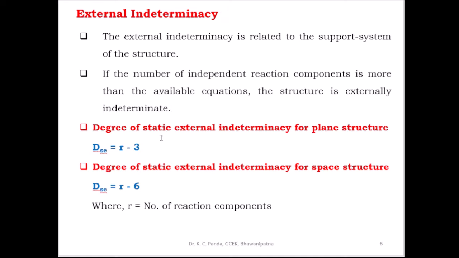So in this case, the degree of static external indeterminacy for a plane frame or for a space frame can be determined using this equation. In the case of a plane frame, the degree of static external indeterminacy can be determined using this relation, dSe is equal to r minus 3. Similarly, in the case of a space frame, it can be determined using this equation, that is dSe is equal to r minus 6, where r is the number of reaction components.